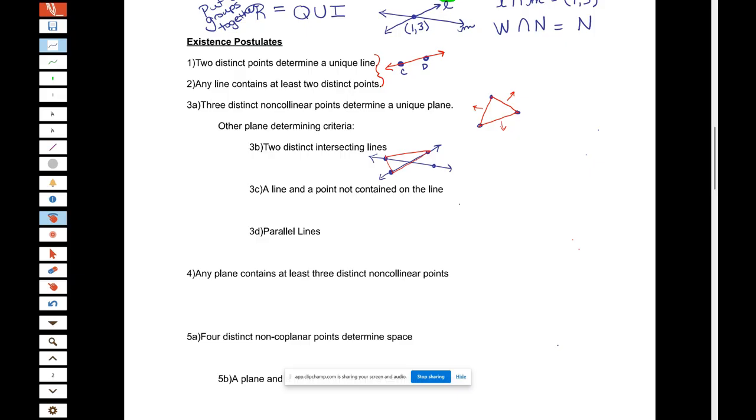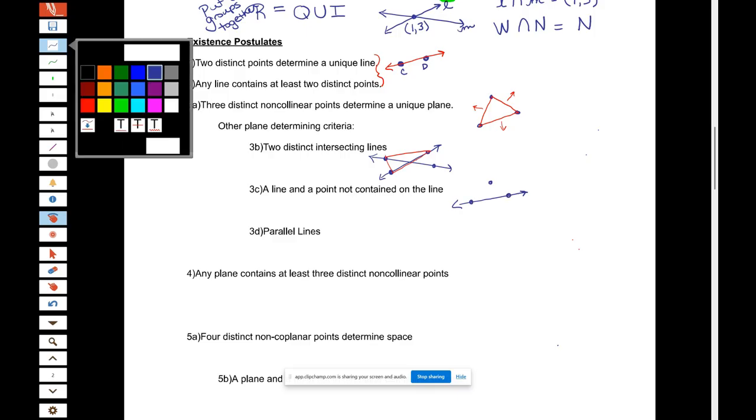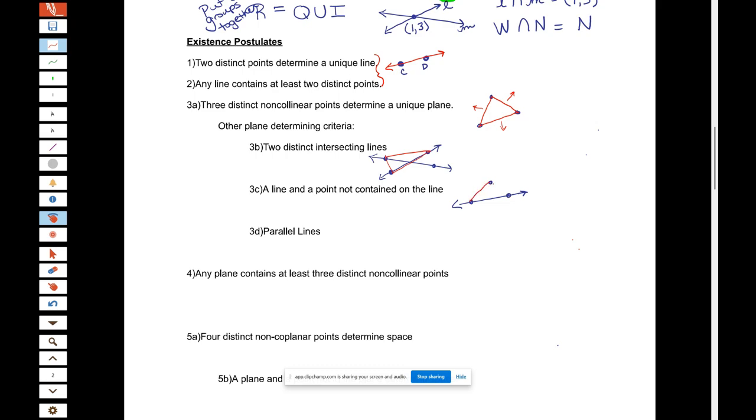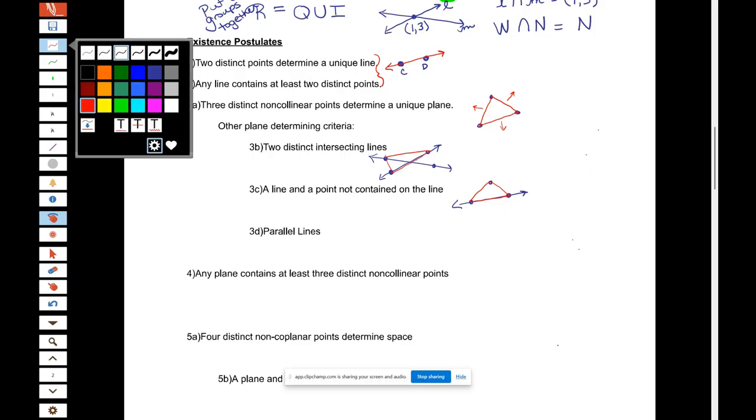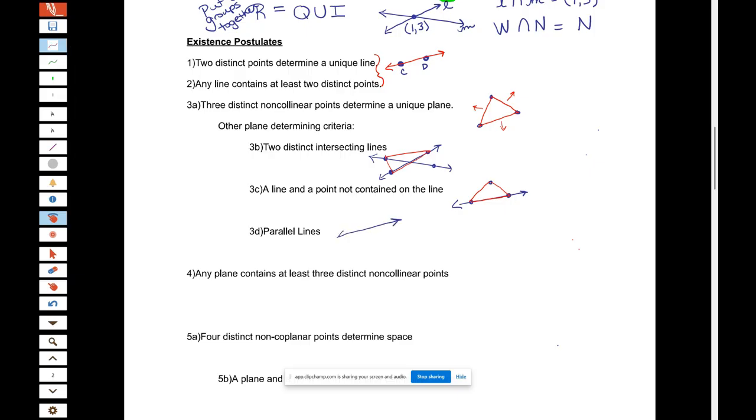Another plane determining criteria is a line and a point not on the line, because the line we know contains at least 2 points. So we have at least 3 points, which means we have a triangle, which means we have a plane. And then the last one is parallel lines will determine a unique plane because each line contains at least 2 points. And as soon as we have 3 points not on the same line, we have a triangle, we have a plane. So all four of these ways, and this is definitely on the test, will determine a unique plane.